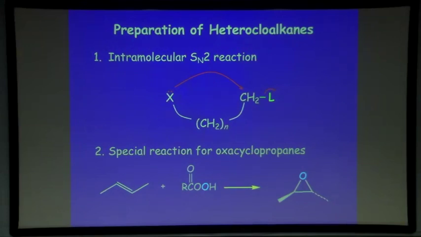It's the Battle of Hastings mechanism. Everything happens all at once. And the oxygen is added, and it's added stereospecifically such that if you start with trans, you get the trans product. If you start with cis, you get the cis product. So that was the only additional way of making oxacyclopropanes. You can make oxacyclopropanes also by intramolecular Williamson ether synthesis.